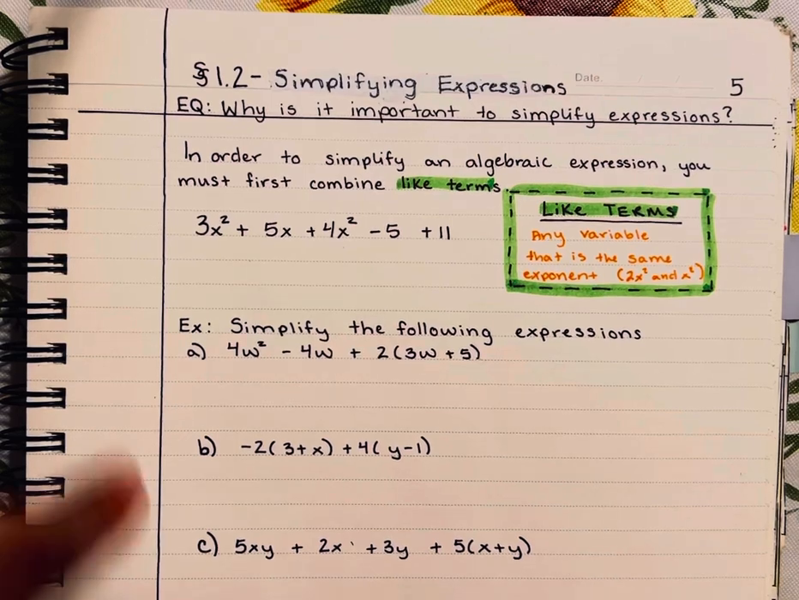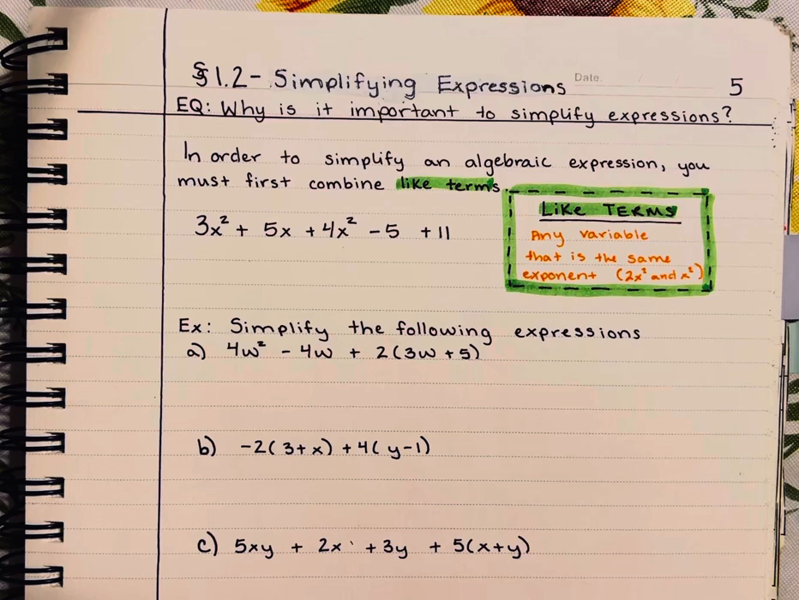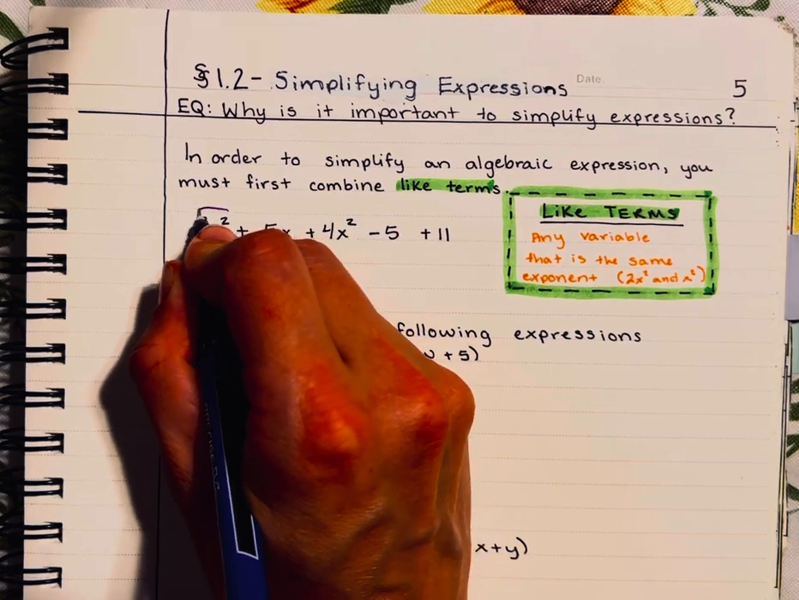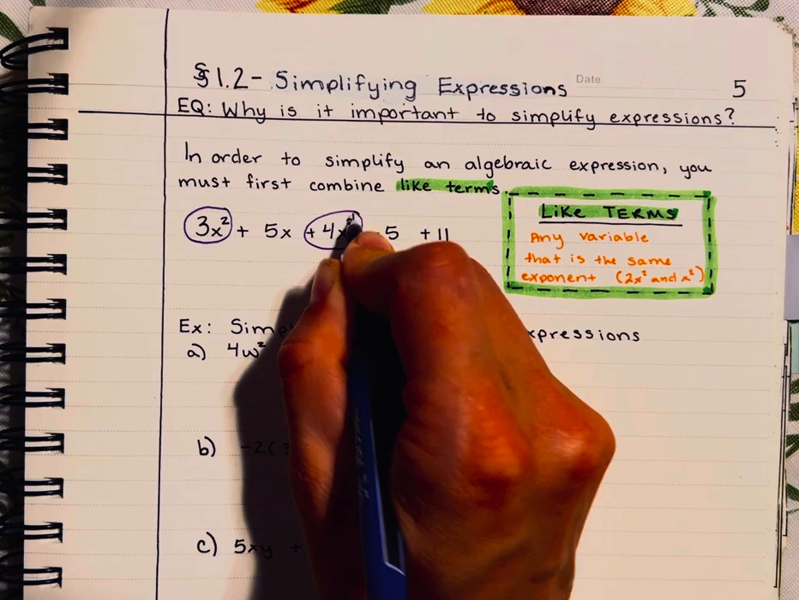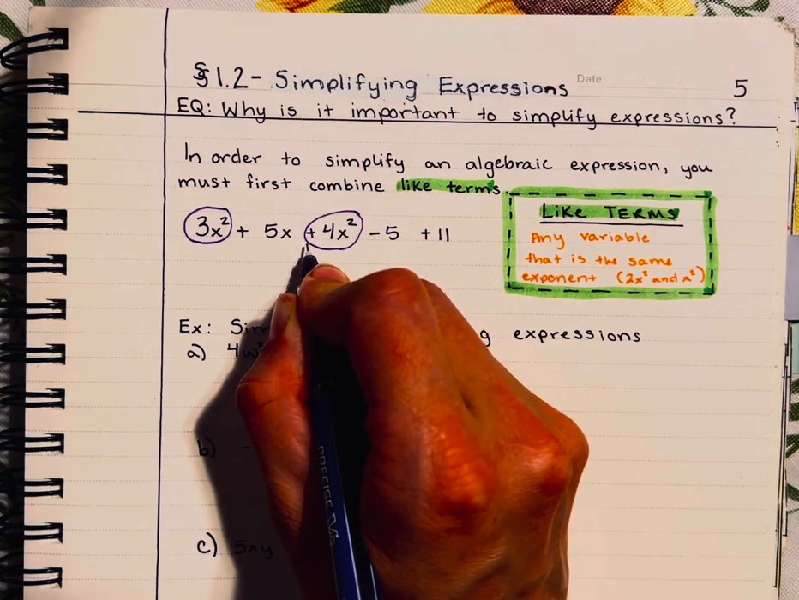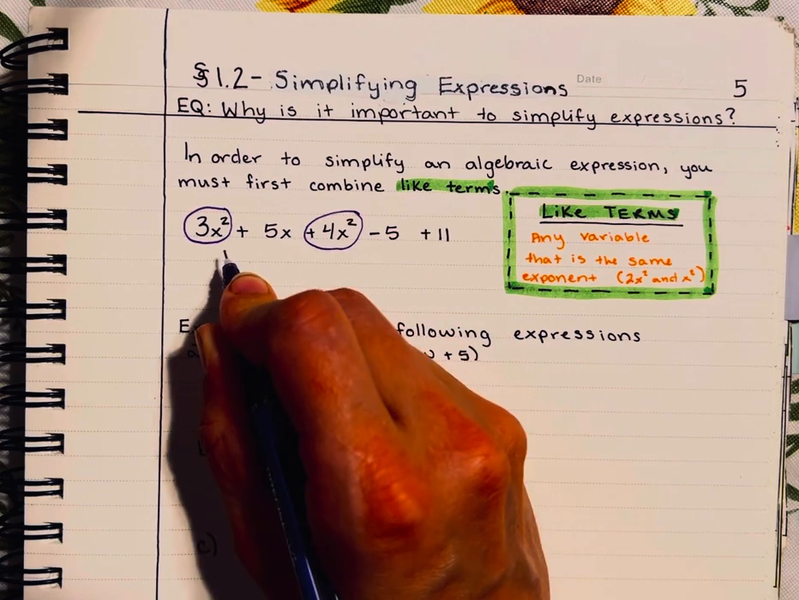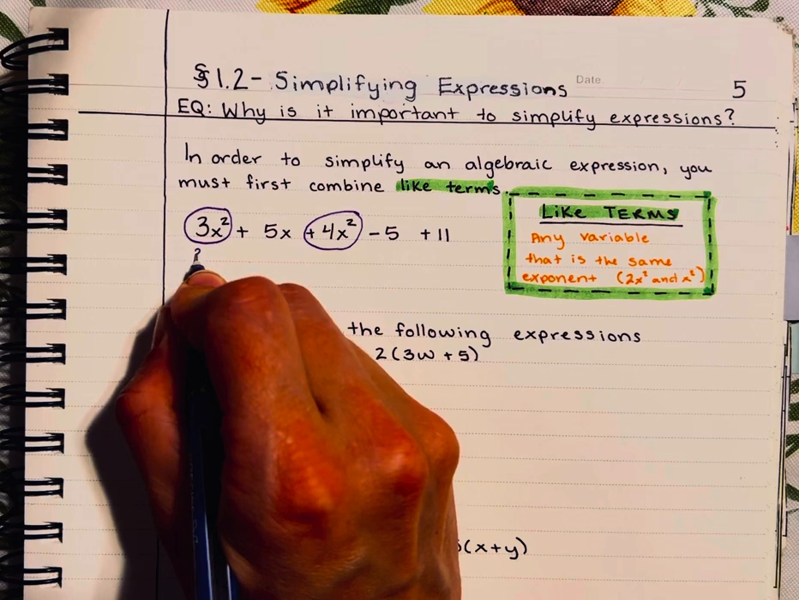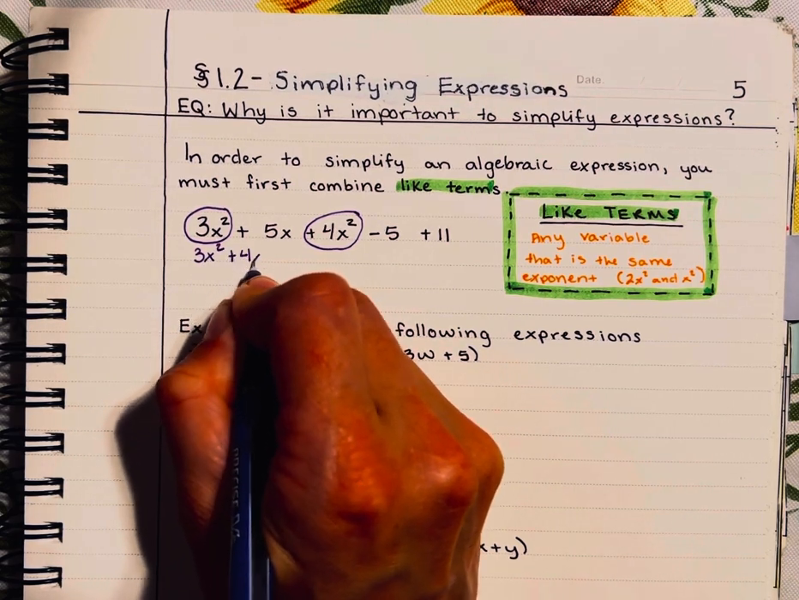So we look at this example right here, we're going to be simplifying it. And so what we want to start with is identifying our like terms. In this case, I'm going to use different colors to identify my like terms. So I have 3x squared and 4x squared. And I'm going to select the plus sign that's to the left of it, or as we say, in front of it, because that goes with the x squared. So this signifies that it's 3x squared plus 4x squared. And I'm going to add those.